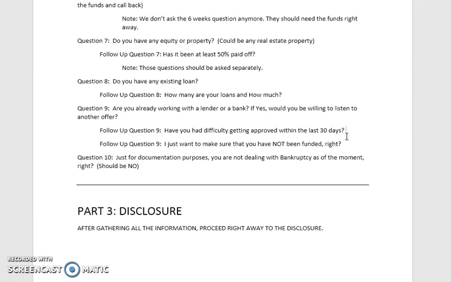Follow-up question number 9. This is one of the most important questions because we've been sending a lot of leads that has already been funded. We want to establish that they have not gotten the funds yet, okay? Follow-up question number 9. I just want to make sure that you have not been funded yet, right? They should not have the funds yet, okay?